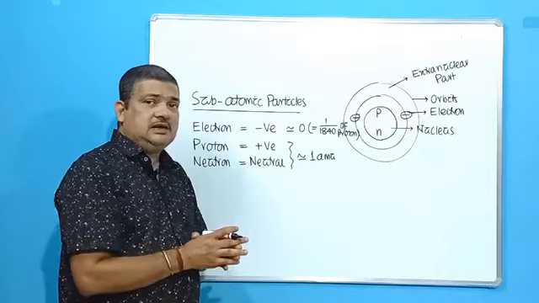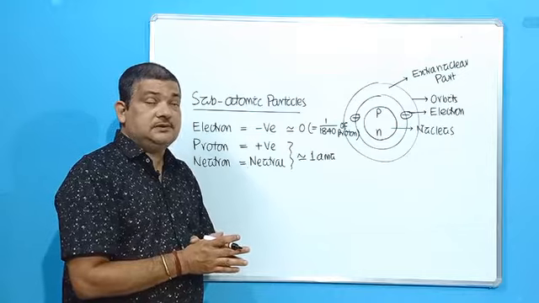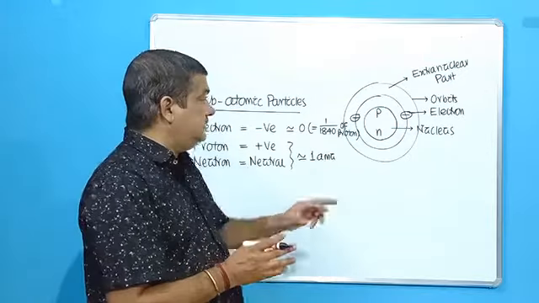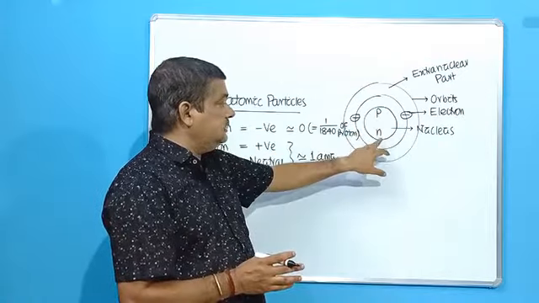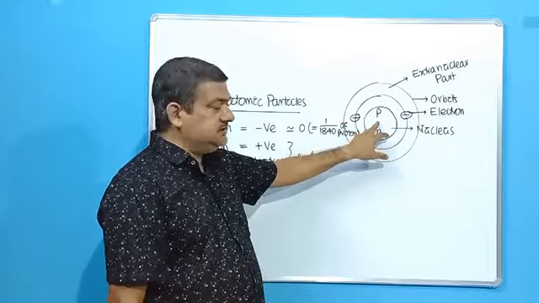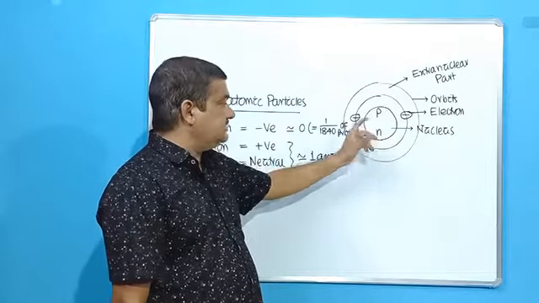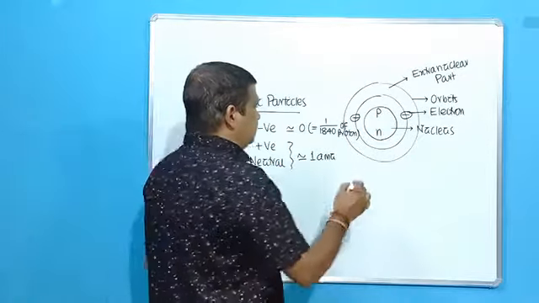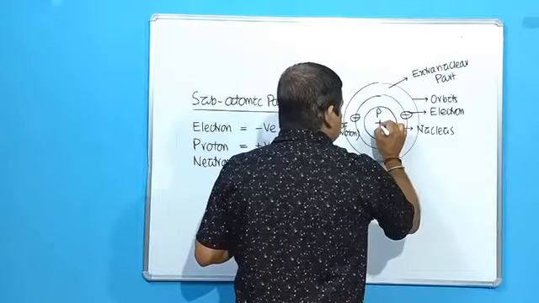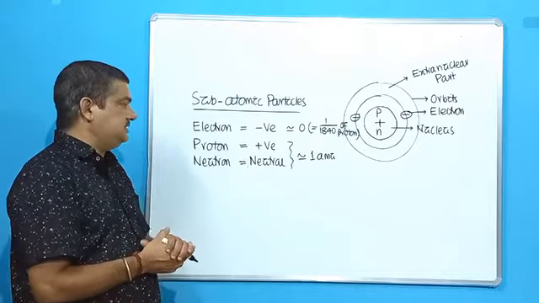So obviously a question is asked here. What is the charge of nucleus? Nucleus contains two types of subatomic particles, two nucleons. Proton, which is positively charged, and neutron, which is neutral. So what should be the charge of nucleus? The nucleus will be positively charged. So the charge of the nucleus will be positive.